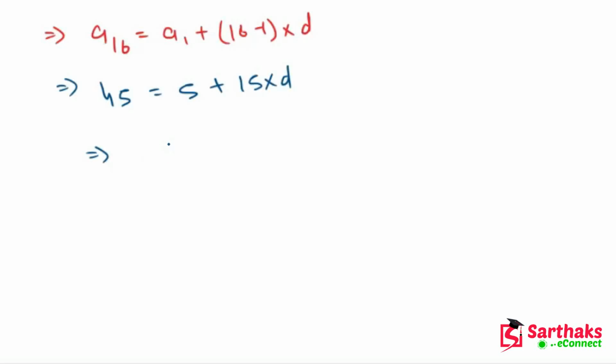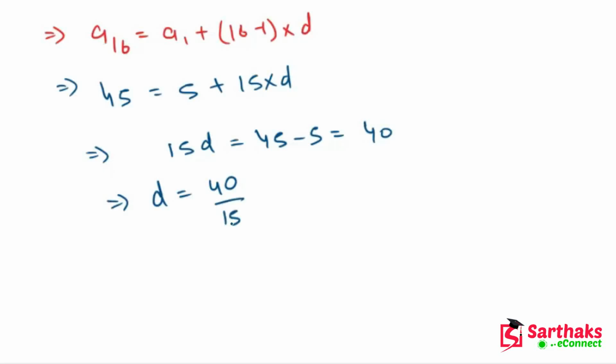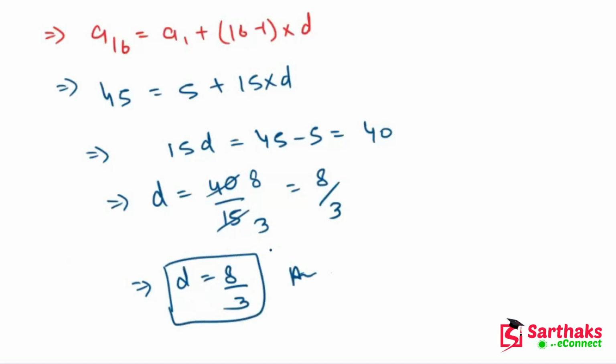Okay, now we get 15d is equal to 45 minus 5, which is equal to what? Which is equal to, my dear friends, 40. So this will give d is equal to 40 upon 15. Okay, now if we cut by 5 we get 3, and if we cut by 5 we get 8. So d is equal to 8 upon 3. Okay, I hope you get this point.